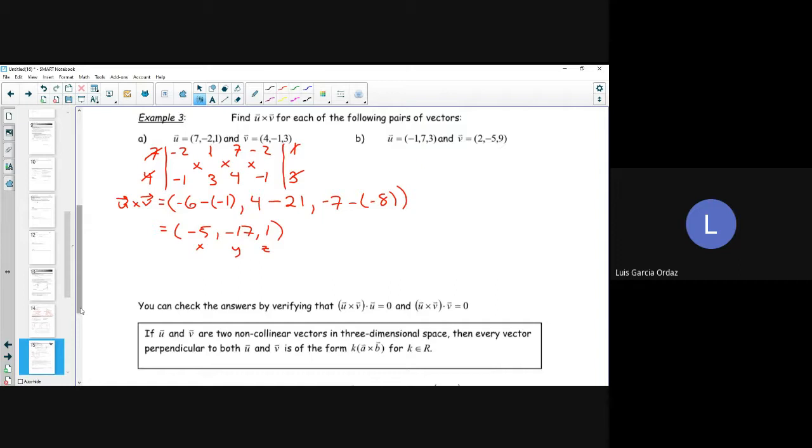Now the next one I have, u is negative 1, 7, and 3, and v is 2, negative 5, and 9. If you guys want to take a couple of minutes to figure out the cross product of u and v, and then type in your answer in the chat, I'll give you a couple of minutes to do that.